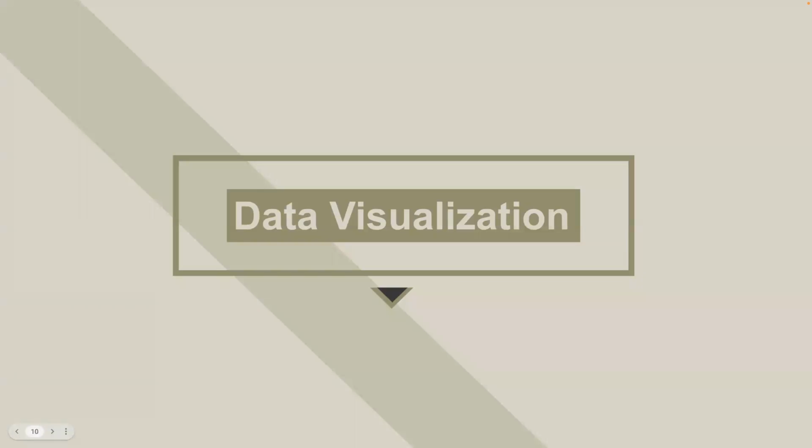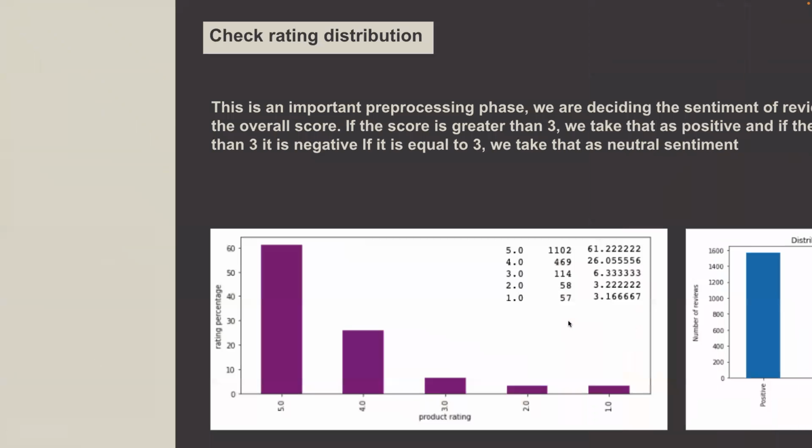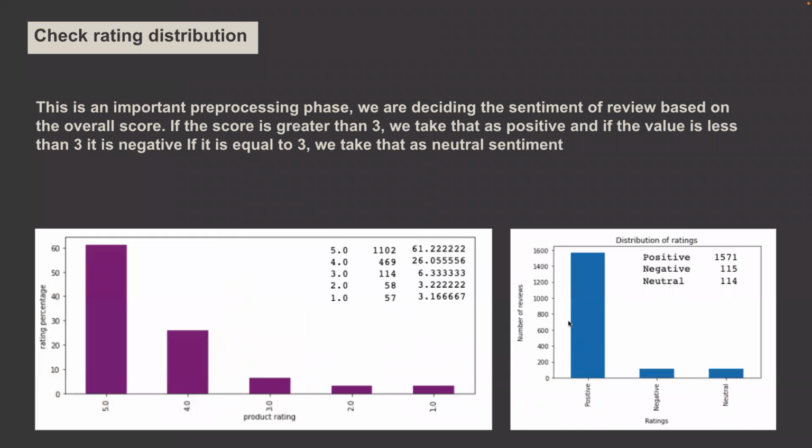Next, moving to data visualization. First of all, standardizing the ratings. The data set is about Amazon product reviews. Like we all have experience before, we can rate our feedback from 1 to 5. So it's quite an important processing phase. Deciding the sentiment of a review is based on the overall score. If a score is more than 3, like 4 and 5, I will take it as positive. If the value is less than 3, which is 1, 2, I will take it as a negative review. And if it equals 3, then I'll take it as neutral sentiment.